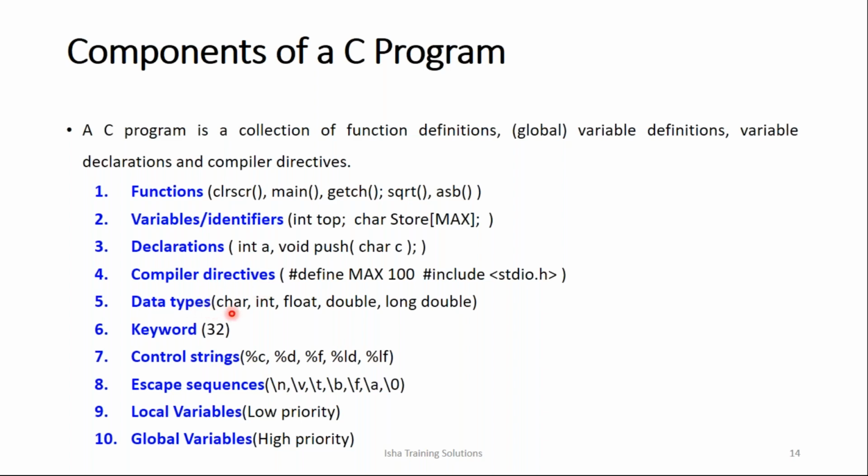Next, data types: character, integer, float, double, long double. These are different types of data types. Keywords are like some constant numbers or words, whatever it could be. And next one is the control string: percentage c, percentage d, percentage f, percentage ld, percentage lf. Okay, see here.